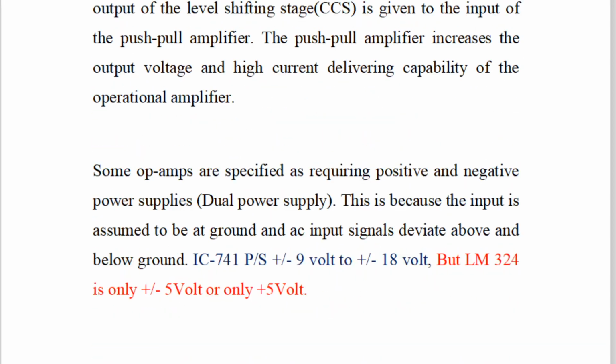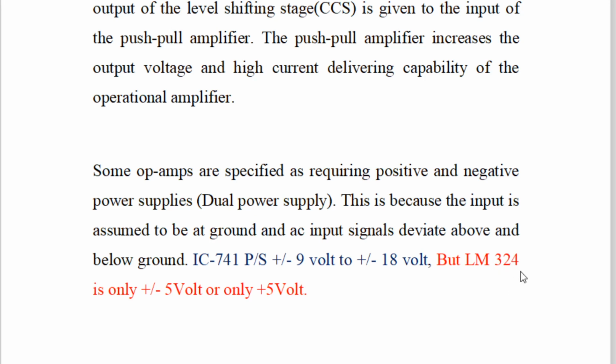Then next, some operational amplifiers are specified as requiring positive and negative power supply, and some, as I told you, don't require dual power supply, they require only a single power supply. Now, what is an example of a single power supply IC?